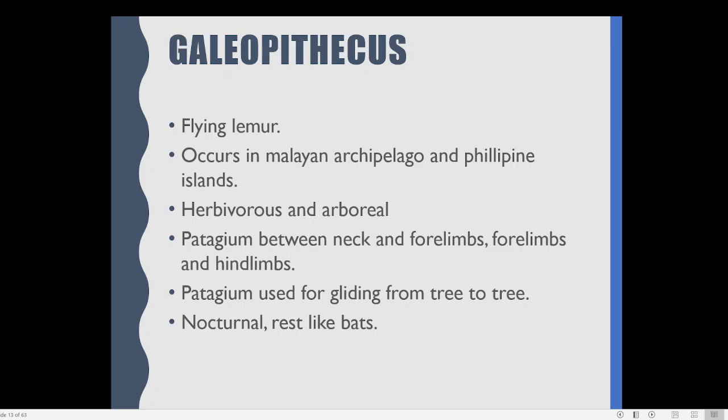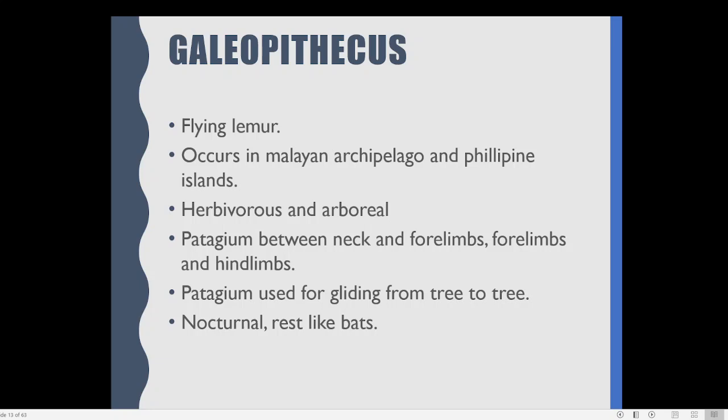Malayan archipelago means Malaysian islands, the islands present in the Malaysian region, and the Philippine islands. These are the two main areas where we can find this Galeopithecus. I will show you other photos of this.